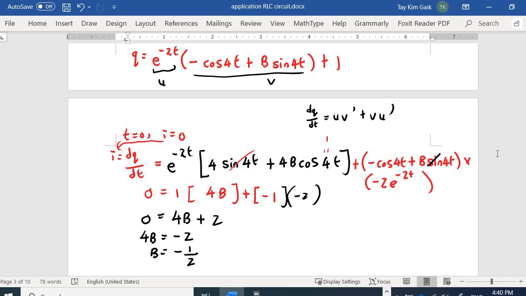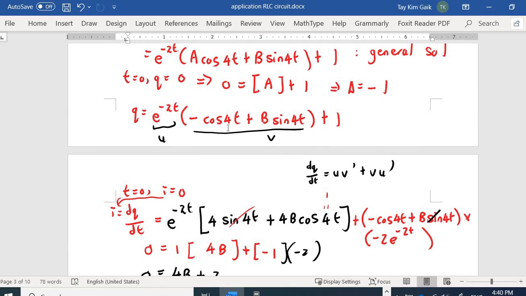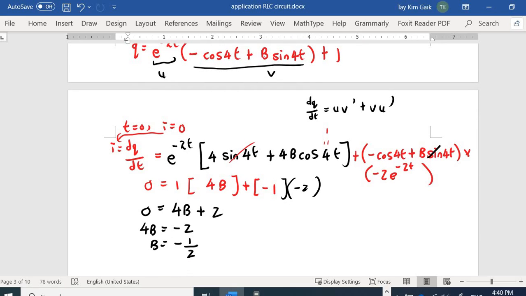So B is negative half, and A negative 1 is already plugged in. You get the particular solution, where q is e^(-2t), A we already plugged in as negative 1, so negative cos 4t, B is negative half, sin 4t, plus 1.